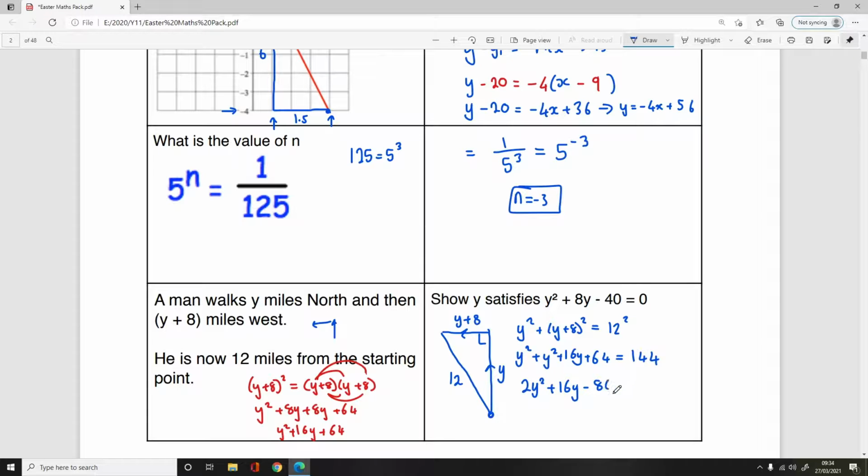So take away that, we'll get 80 left over. Is that what we want? No, this looks like about half that, doesn't it? So we could halve it. Y squared plus 8y minus 40 equals 0. Job done. Notice you don't need to solve it. You don't need to find what y is. You don't need to do anything from there. It was just show this is true.